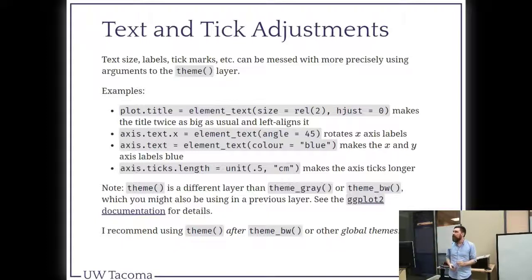Okay? Another thing might be axis.text. Notice here I have axis.text.x for the first one, but then just axis.text. The .x will only change the x-axis. If I don't put .x, it will change both axes. So there's kind of a hierarchy to these arguments. I could make my axes, both of them, be the color blue.